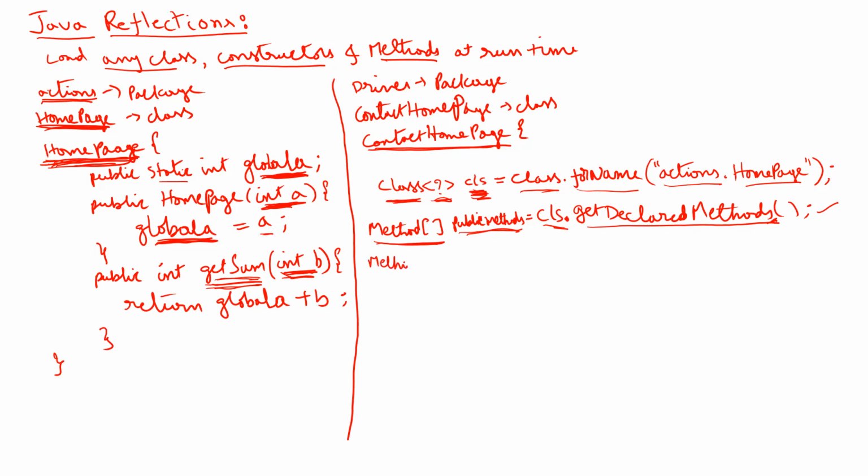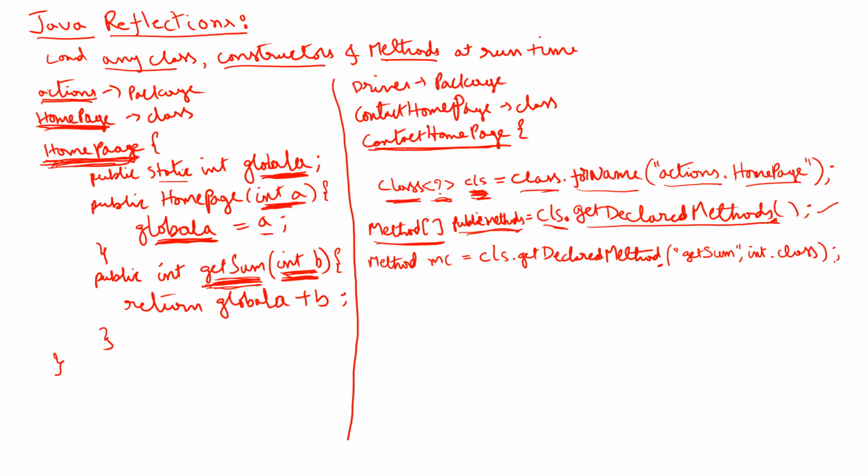So we write Method MC equals CLS, our object, dot getDeclaredMethod. We are not using S here, it is just getDeclaredMethod. And what is the method that we want to load? The method is getSum. So I pass the method name getSum as one parameter, and the next one I have to pass: this is taking an integer type as a parameter, so I need to pass the class of that integer type, which is int.class.